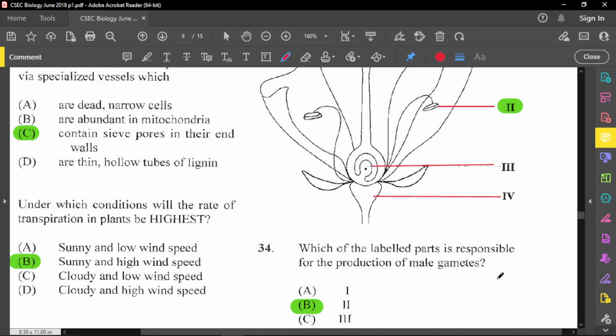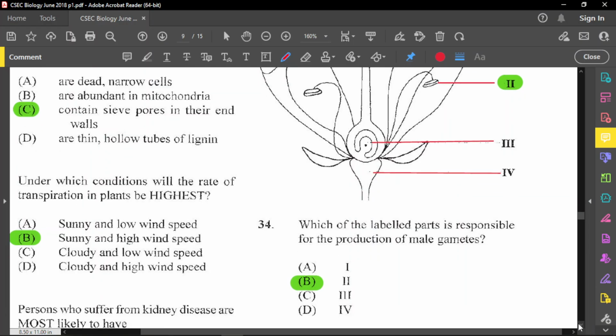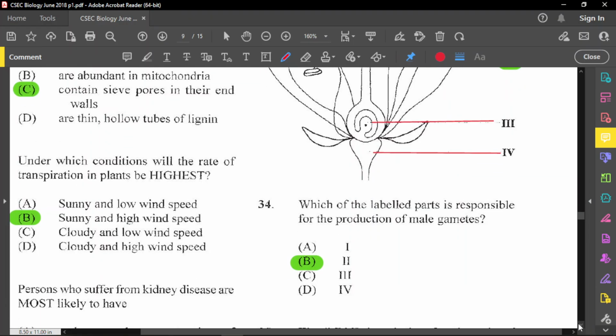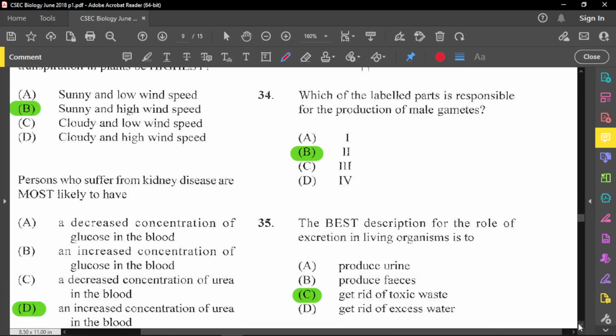But the question reads, which of the labeled parts is responsible for the production of male gametes? And that is part 2, which is our structure 2, the anther, and the anther produces pollen grains. And please remember that each pollen grain contains 2 sperm cells.